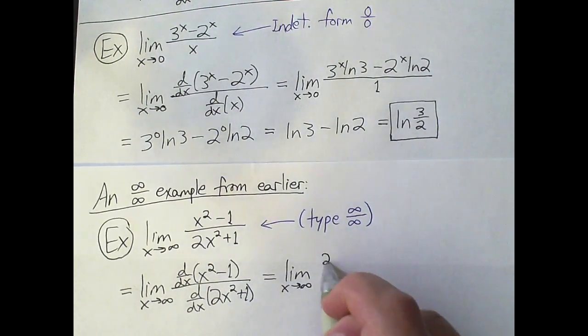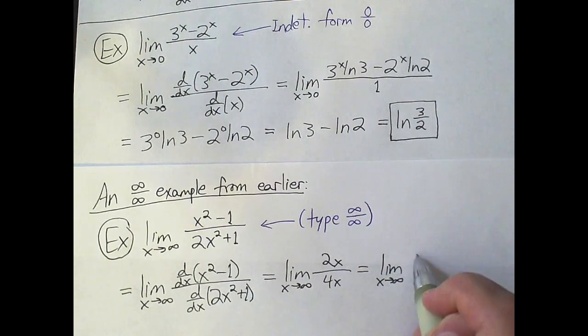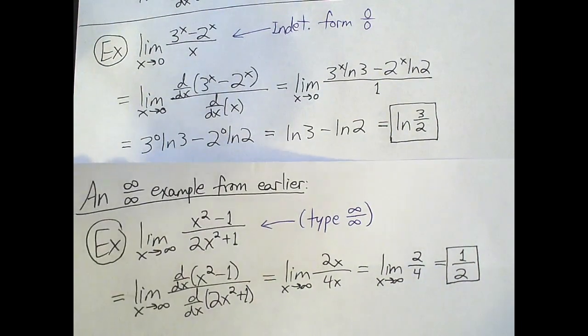Derivative of the top is 2x. Derivative of the bottom is 4x. The x's cancel. We wind up with 2 over 4, and 2 over 4 simplifies to 1/2. So now this is a new way for us to solve these kinds of problems if we want to. Multiple ways to get to that answer.